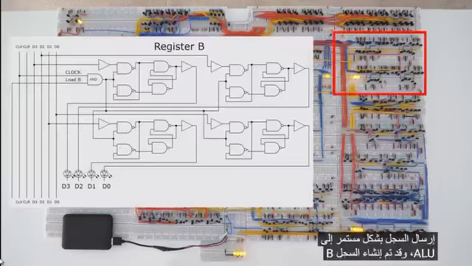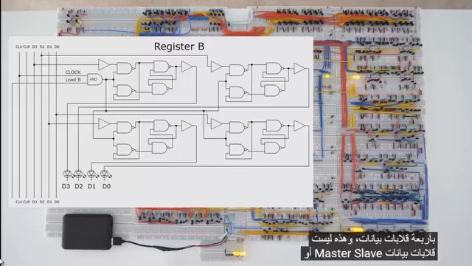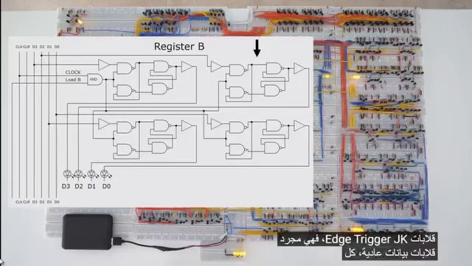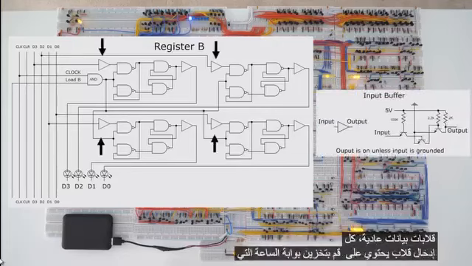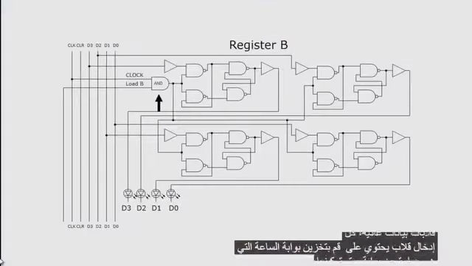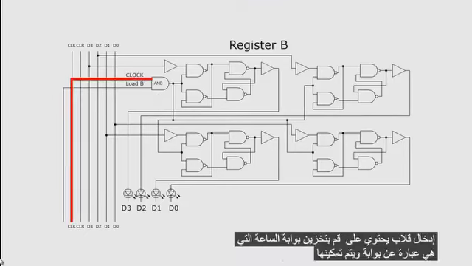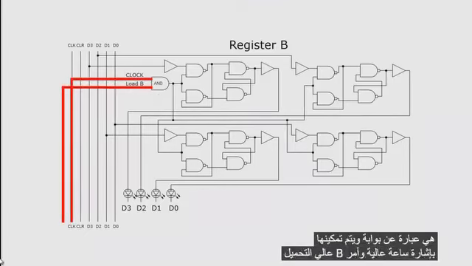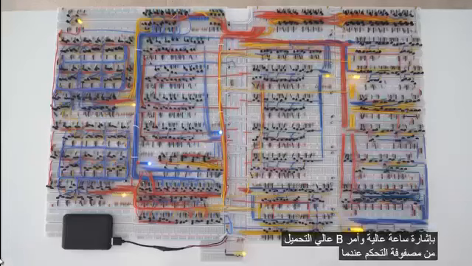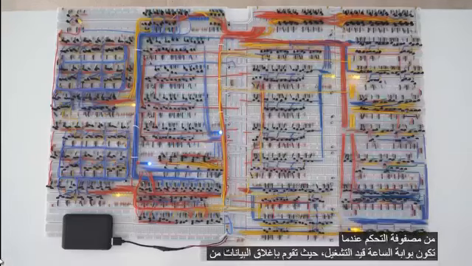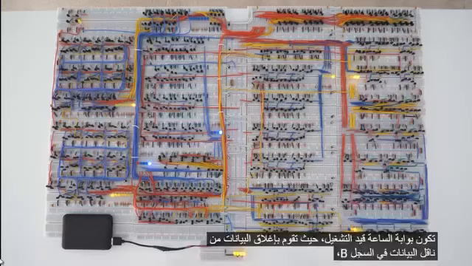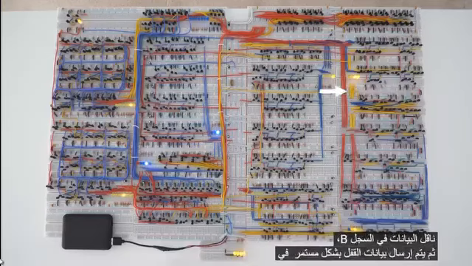The B register is built with 4 data flip-flops. These are not master-slave data flip-flops or edge-triggered JK flip-flops. They are just regular data flip-flops. Each flip-flop input has a buffer. The clock gate, which is an AND gate, is enabled with a high clock signal and high load B command from the control matrix. When the clock gate is on, it latches the data from the data bus into register B. The latched data is then continuously being sent into the ALU.